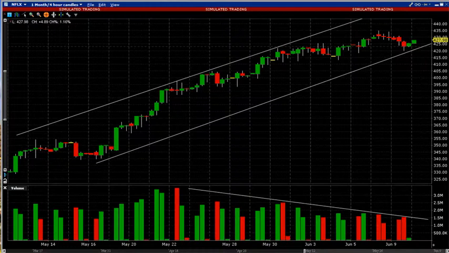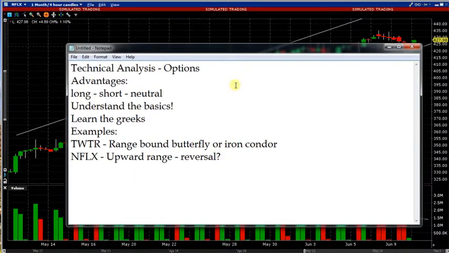Today we're going to look at technical analysis, keeping in mind options trading and option strategies. There are a few things to know, and we're going to start off with the basics. Technical analysis or chart analysis, whether you're looking to trade options or stocks, are the same. The advantage of using options and applying those options to your technical or chart analysis is that you can apply strategies that are either long, short, or neutral. Those are the basic strategies.